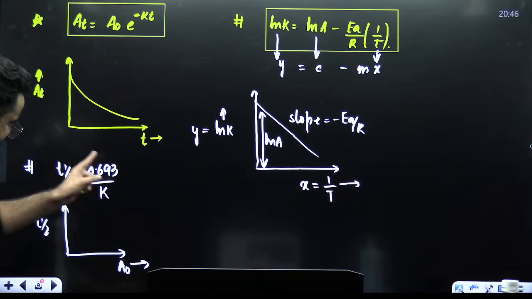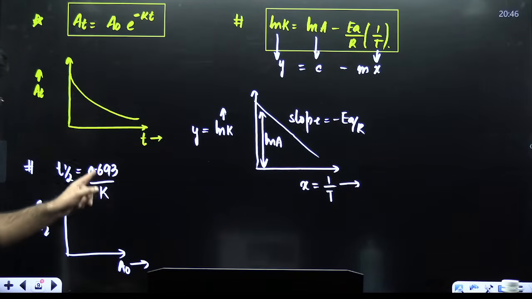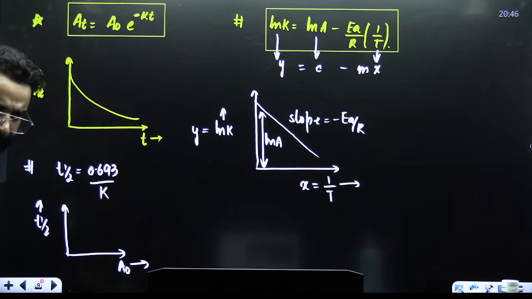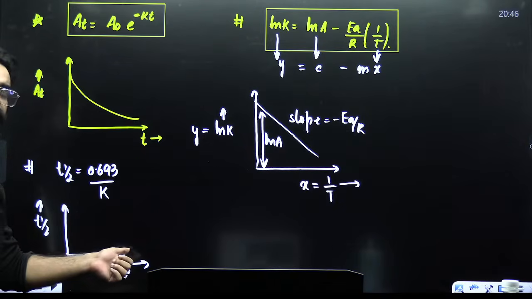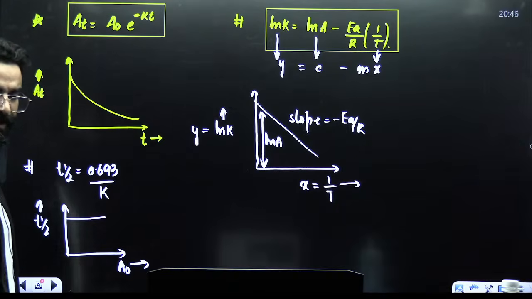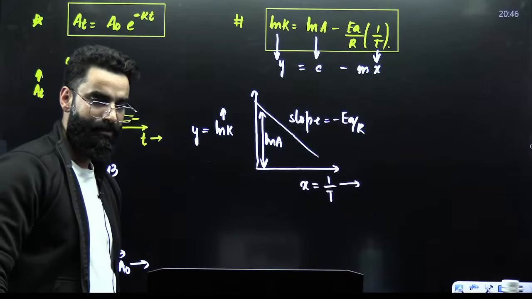Now, in this equation, do you see a naught somewhere? No. So t half is independent of a naught. That means if you increase the value of a naught, decrease the value of a naught, nothing is going to happen to t half. It's going to be a straight line parallel to a naught axis.